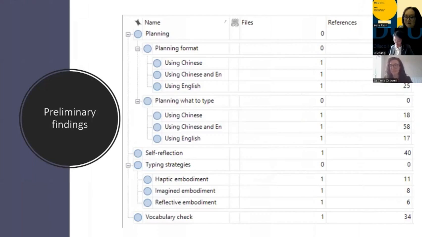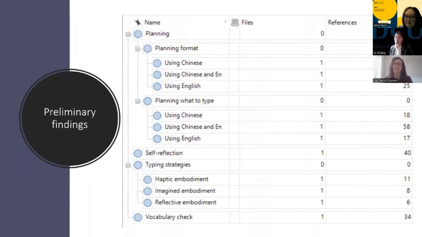As I mentioned, the data collection is ongoing, so these are the preliminary findings that we have here. We used NVivo to consolidate the findings and make the codings. In terms of planning, planning the format and planning what to type came to the fore. Planning the format was really about how the students are going to organize their assignment.